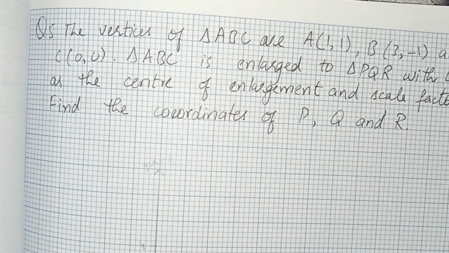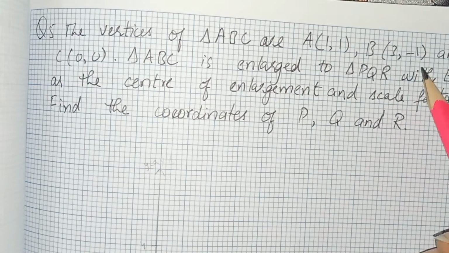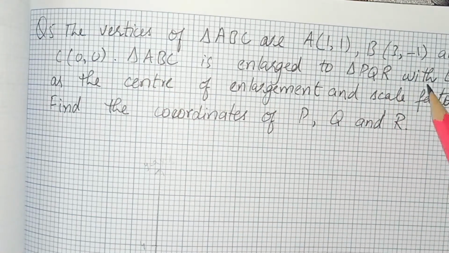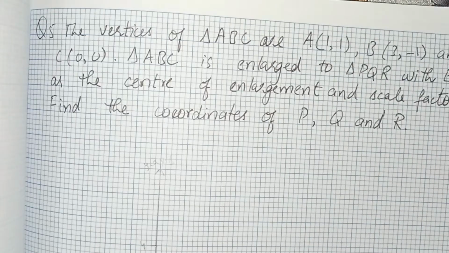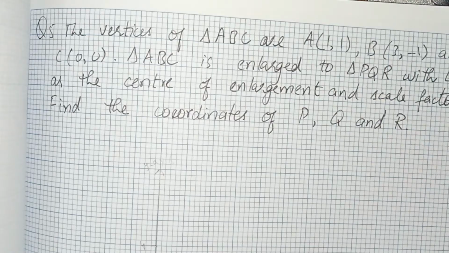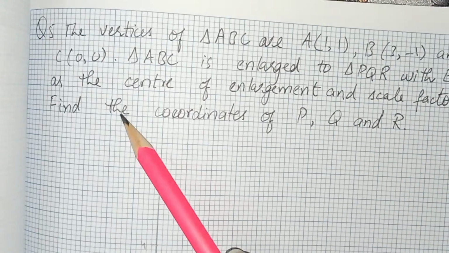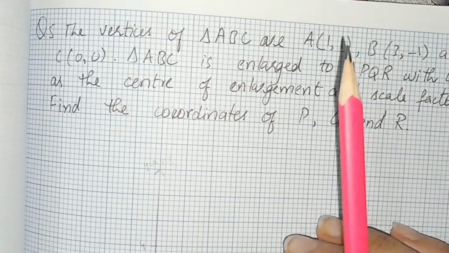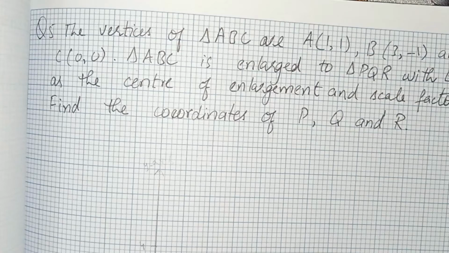Question number 5. The vertices of triangle are A, B, and C. These are the vertices given to us. Triangle ABC is enlarged to PQR with E as the center of enlargement, which is (4, 4), and the scale factor is 1/2. Now we have to find the coordinates of P, Q, and R. It means we have to write the coordinates of P, Q, and R. In the last questions, we also found the coordinates, but there was no demand to write them. But here there is a demand to write the coordinates of this triangle.